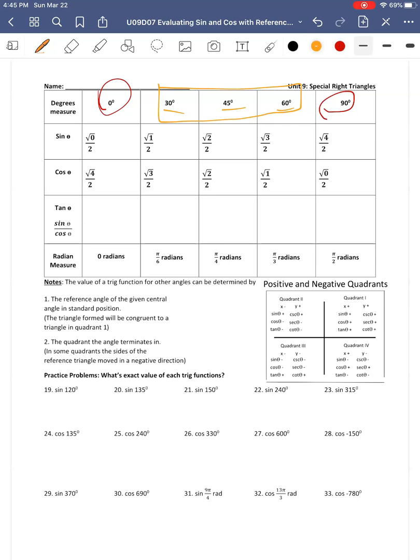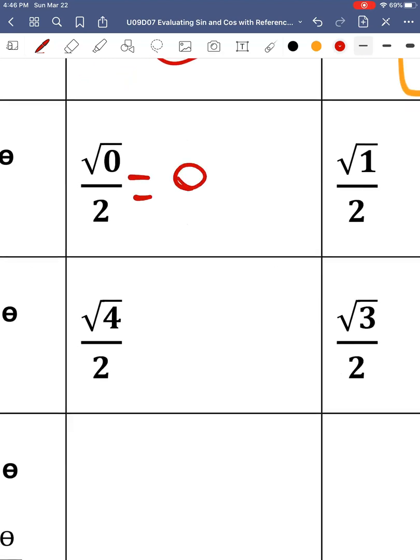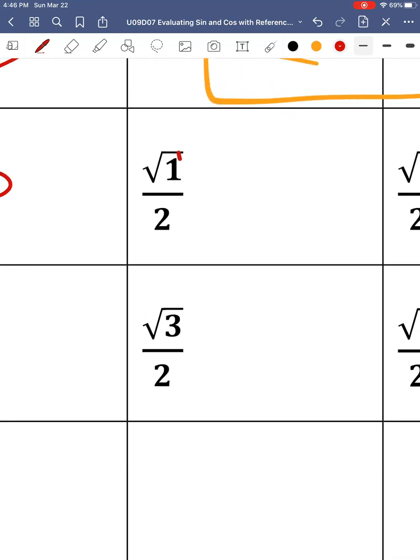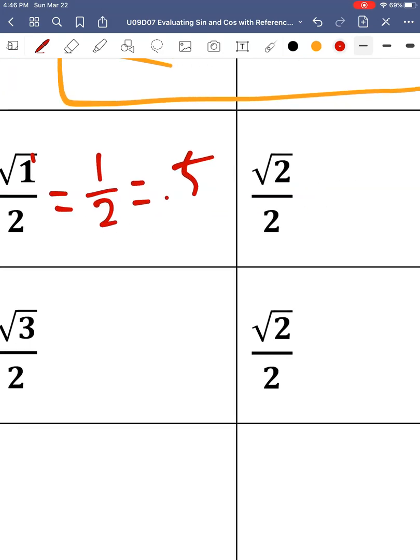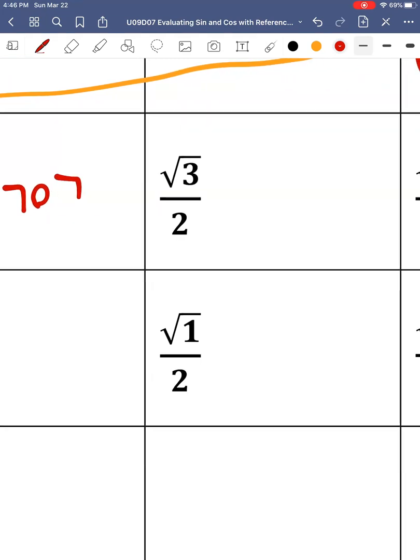So some patterns to notice. If you just remember these key numbers, which are 0, 30, 45, 60, and 90, sine just follows this pattern. It's radical 0 over 2, which we're going to simplify is just equal to 0. The sine of 30 would be radical 1 over 2, which is just 1 over 2, or 0.5 on your calculator. Radical 2 over 2 doesn't simplify because radical 2 is not a simplifiable number. That's going to be equal to 0.707 on a calculator. Radical 3 over 2 doesn't simplify either because radical 3 is not a perfect square.